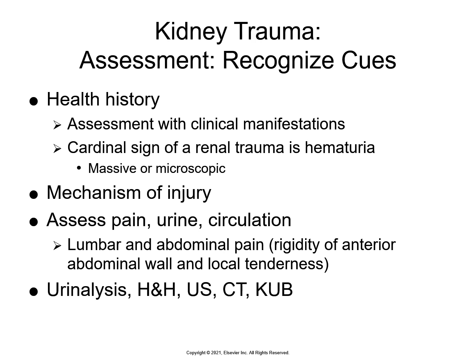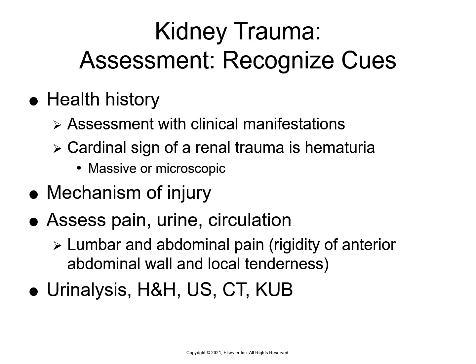Of course, you have to know the mechanism of the injury. Was it a blunt trauma, or was it a penetrating wound? How hard did they hit whatever the blunt trauma was? You're going to assess for their pain. You can look at their urine and, of course, their circulation. You do blood pressure, vital signs.